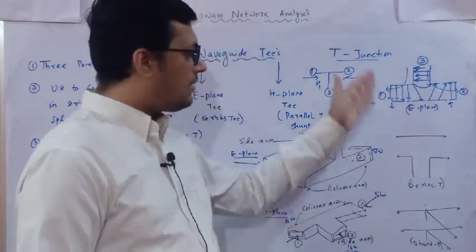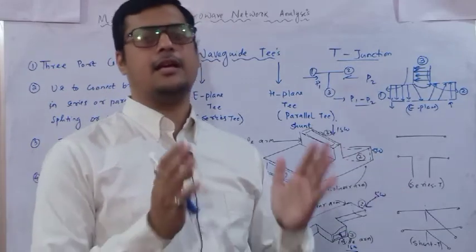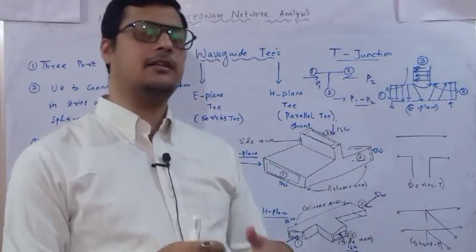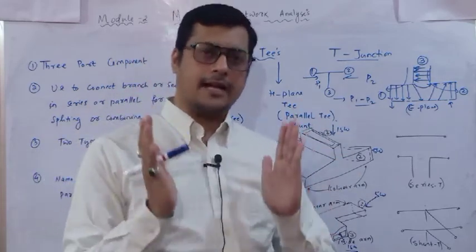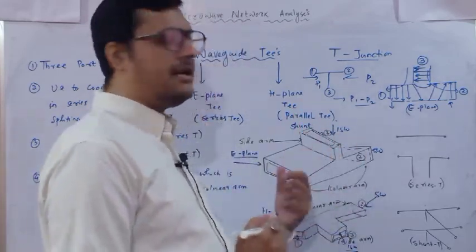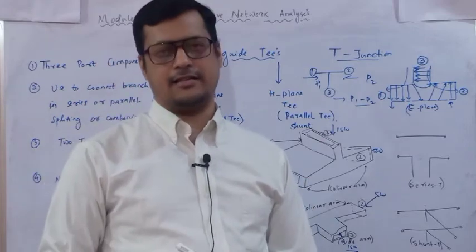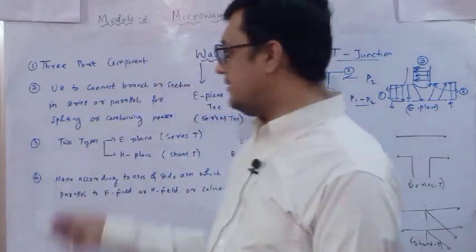We will solve all these things step by step with the help of the scattering parameter, and we can justify it and form the standard representation of scattering parameter for E plane T junction and H plane T junction with the help of this consideration.